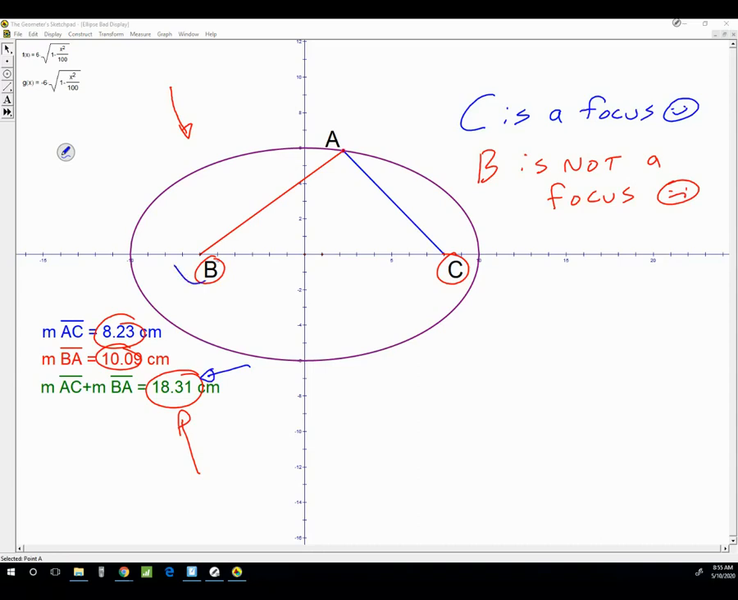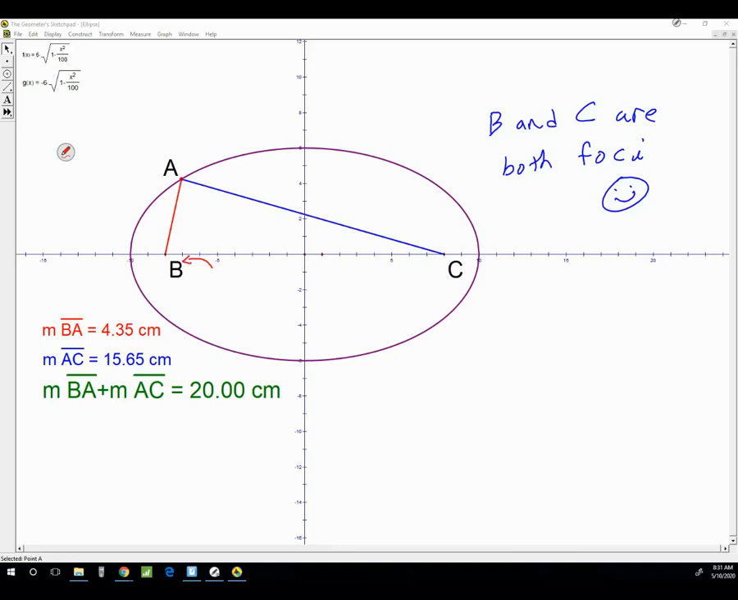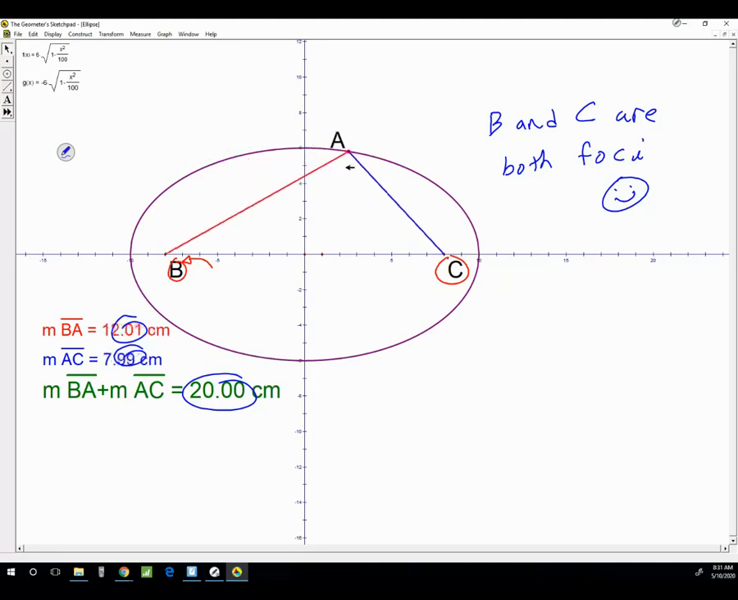When we move point B over to become a focus, it won't change. And I got to tell you, that's going to be phenomenal. Okay, B has moved over to become a focus. B and C are both foci. A is still some random point, and we still have measured AB, AC, and their sum. All right, so let's move point A around, and look how the sum stays constant. It stays 20. I got to tell you, that's fantastic. That keeps me up at night when I think about it. But that's the definition of an ellipse.